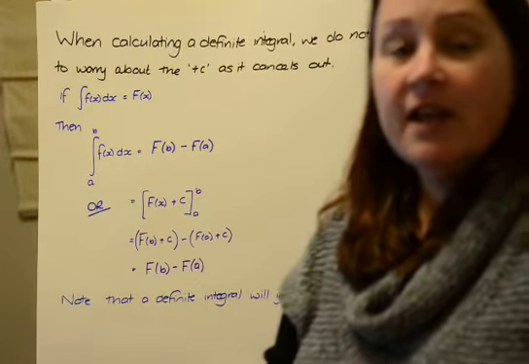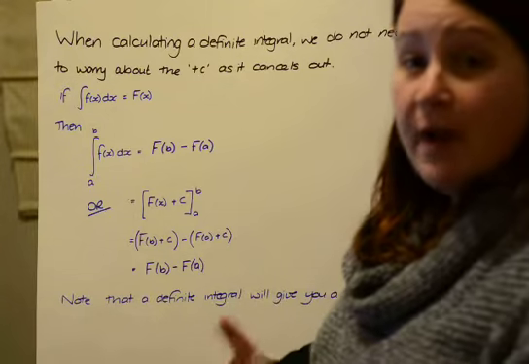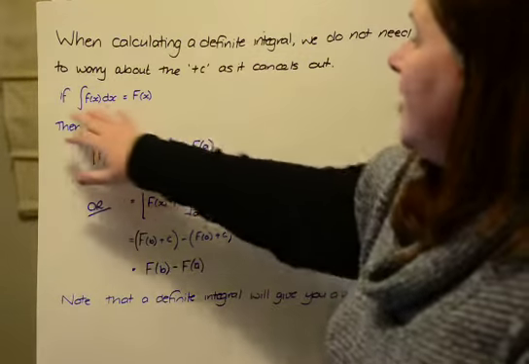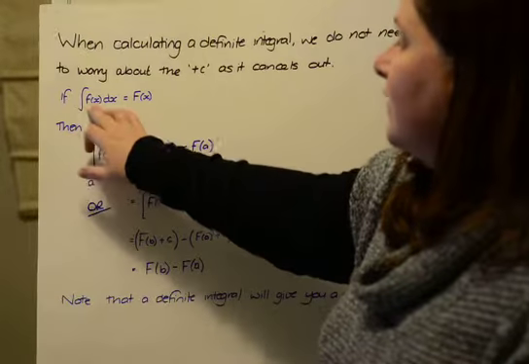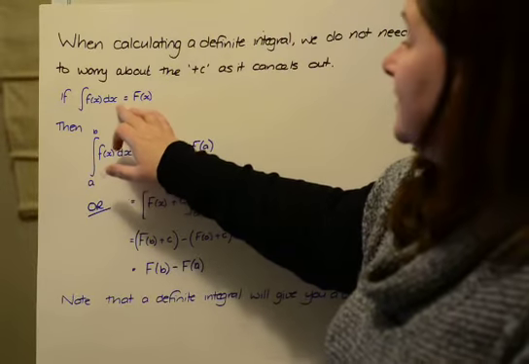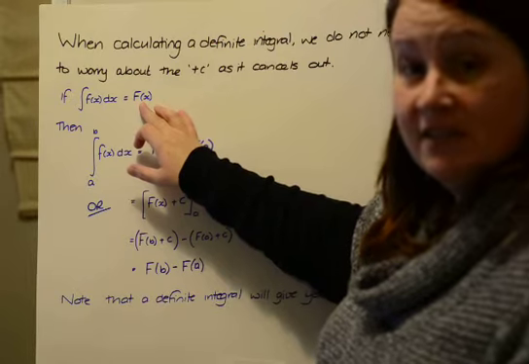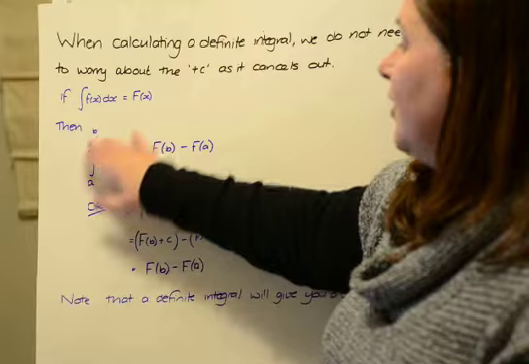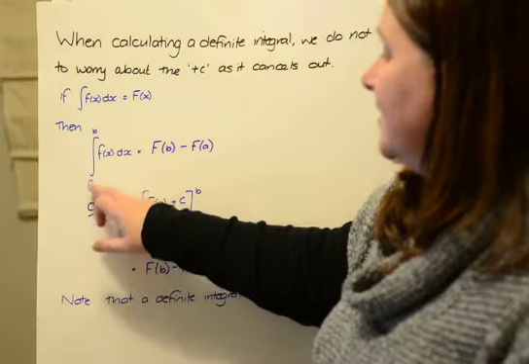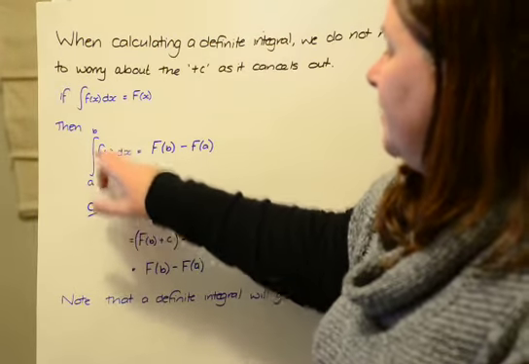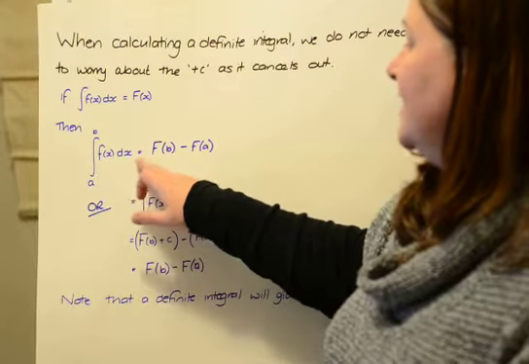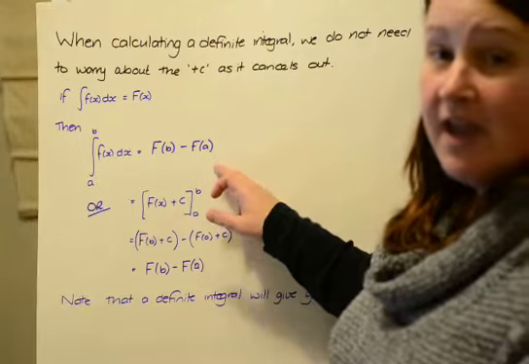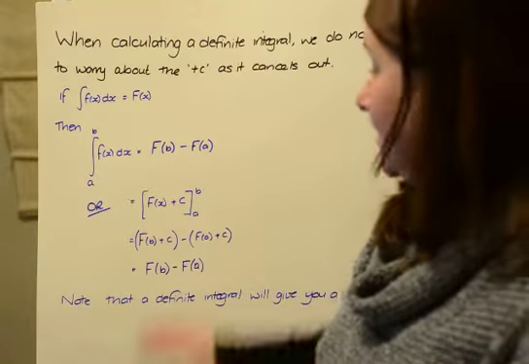So when we're calculating a definite integral, we don't need to worry about the plus c, and this is because it cancels out. So if I allow the integral of little f of x dx to equal capital F of x, then I can write my definite integral as the integral between a and b of little f of x dx equals capital F of b minus capital F of a. Okay, so there's no need for the plus c's.